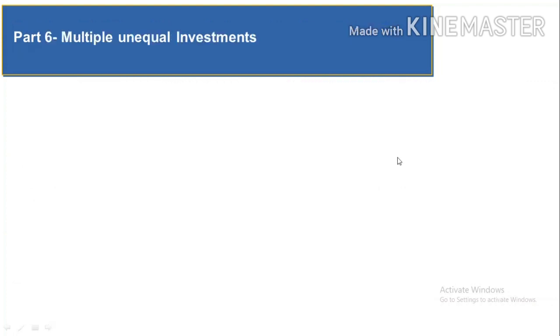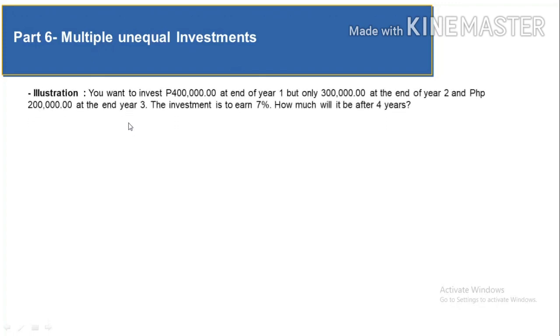Let's go now to the final topic, which is entitled Multiple and Equal Investments, and let's go directly to the illustration. You want to invest 400,000 at the end of year 1, but only 300,000 at the end of year 2 and 200,000 at the end of year 3. The investment is to earn 7%. How much will it be after 4 years?